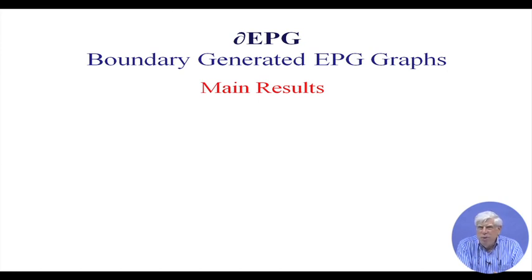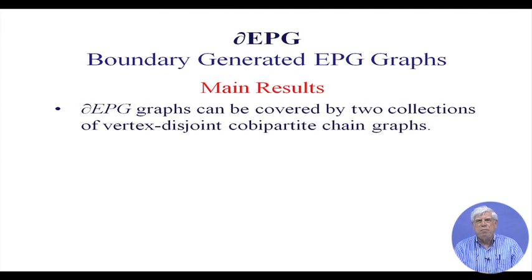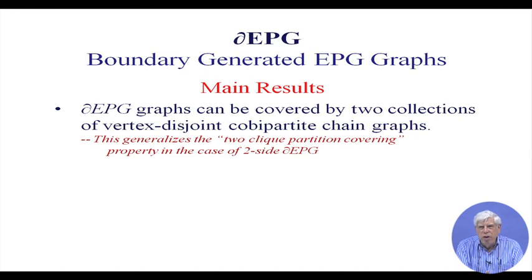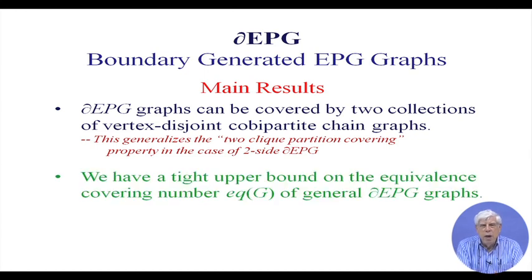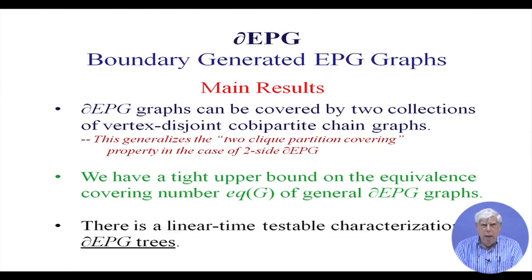Let's talk a little bit about boundary EPG graphs and some of our main results. We are able to show that the boundary EPG graphs can be covered by two collections of vertex disjoint cobipartite chain graphs. So this is in the spirit of what we saw for two-side being covered by clique partitions. Here we're trying to cover using a different kind of gizmo, vertex disjoint cobipartite chain graphs. And this generalizes what we saw in the two-side case. We also have a tight upper bound on the equivalence covering number for general boundary EPG graphs. And we have a linear time testable characterization for boundary EPG trees, when a tree is boundary EPG.